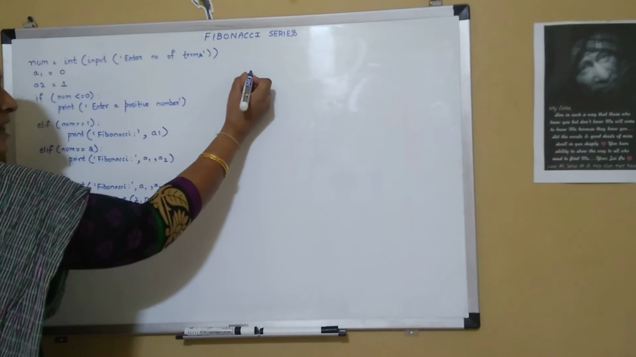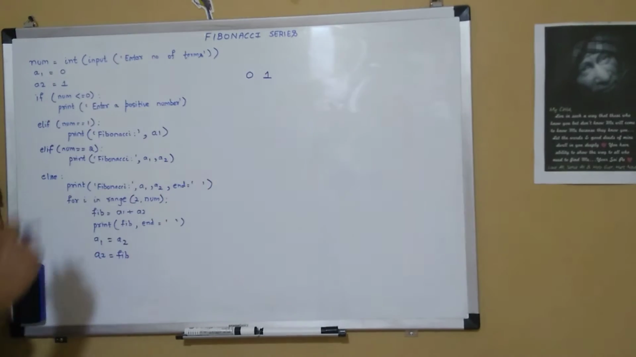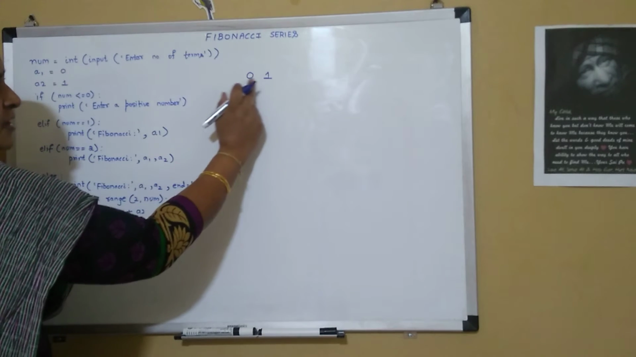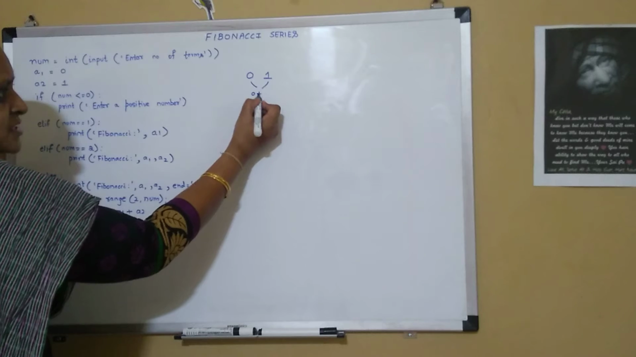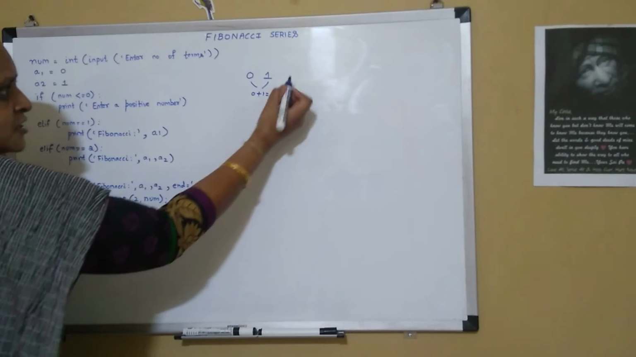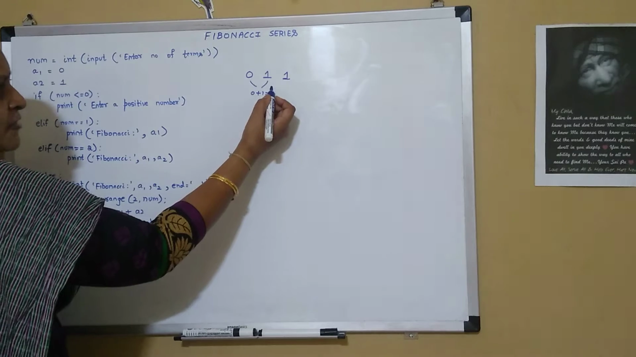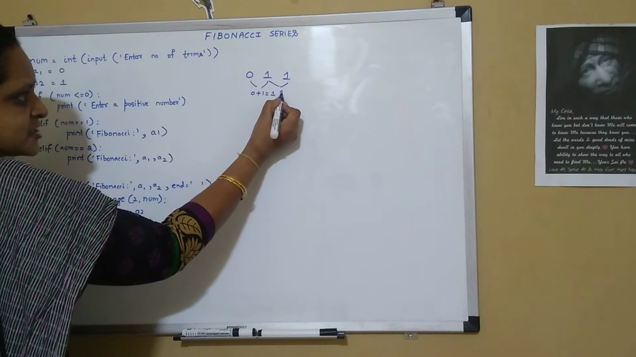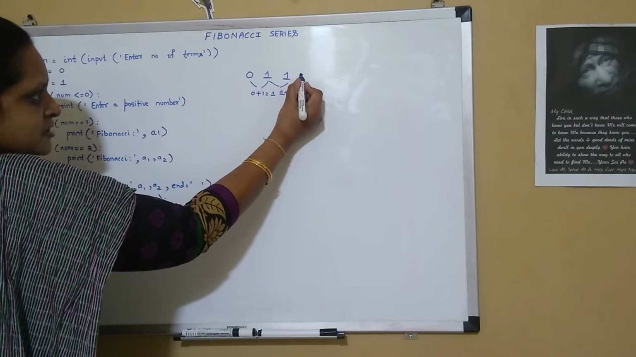So by default, we have to consider two numbers, that is 0 and 1. We have to take it by default. And the third number will be the sum of these two numbers. When we add 0 plus 1, it becomes 1. So our third number will be 1. And our fourth number will be the addition of the second and the third number. When we do 1 plus 1, it becomes 2.